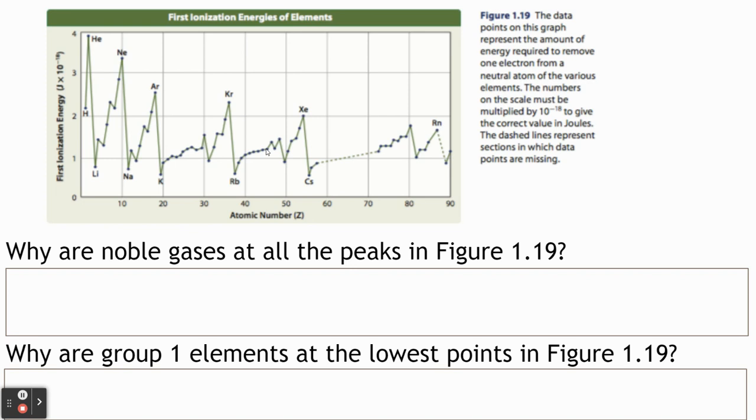So I just want to make sure I said that. Noble gases are at the peaks because within their period, the more towards the right, they have a greater effective nuclear charge because they have more protons to hang on to the electron, so it takes more energy to rip the electron away. Whereas the alkali metals are at the lowest points because in their period, they're all the way to the left. They have the smallest number of protons in their period, so they have the smallest effective nuclear charge. They can't hold on to the electrons as strongly, and so it doesn't take as much ionization energy to remove the electron.